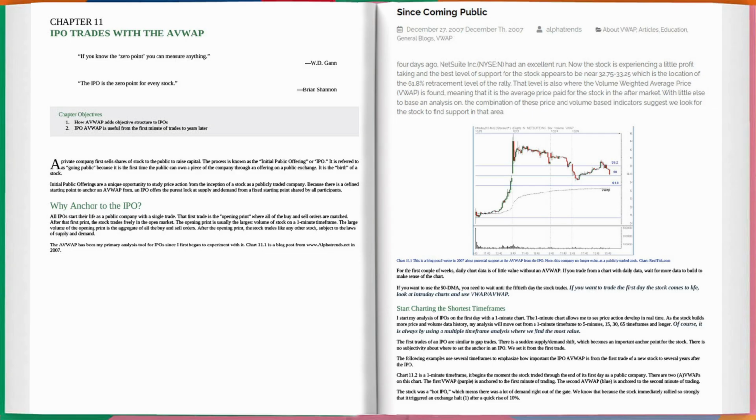If you want to trade the first day the stock comes to life, look at intraday charts and use VWAP and AVWAP. Start charting the shortest time frames. I start my analysis of IPOs on the first day with a 1-minute chart. The 1-minute chart allows me to see price action develop in real time. As the stock builds more price and volume data history, my analysis will move out from a 1-minute time frame to 5 minutes, 15, 30, 65 time frames and longer. Of course, it is always by using a multiple time frame analysis where we find the most value.